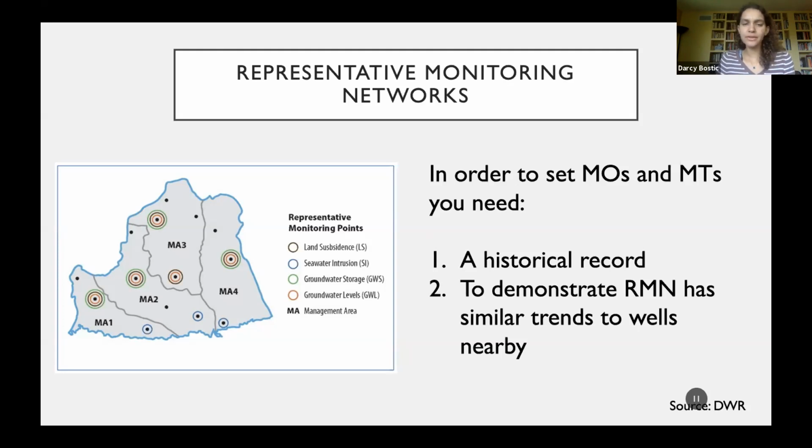If you don't have historical records, which is the case in a lot of areas, what people do is include those wells anyways and hope, you know, building these representative monitoring networks is often an iterative process. And so where there isn't an abundance of information, I think it remains to be seen in the future whether or not those representative monitoring networks are actually representative.